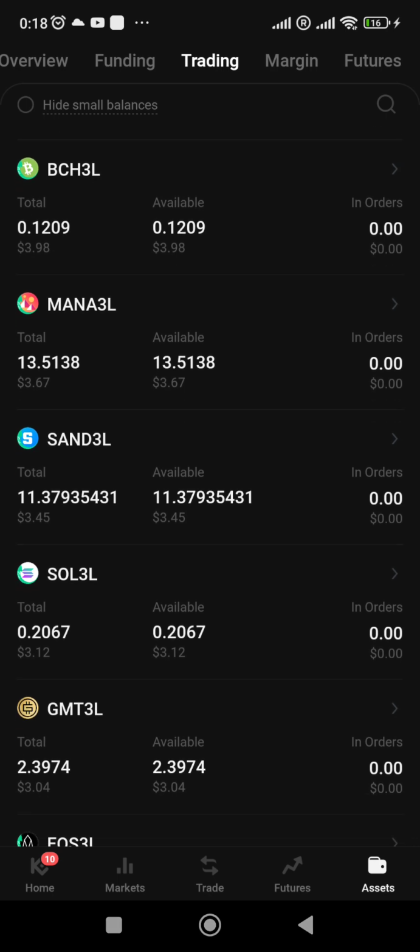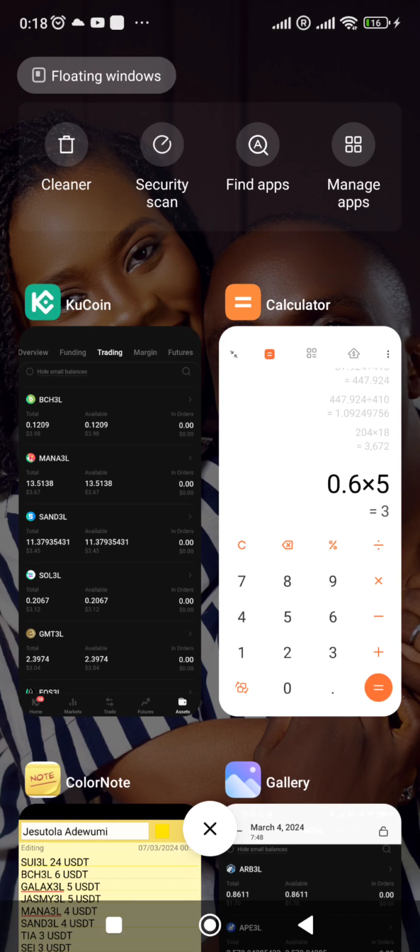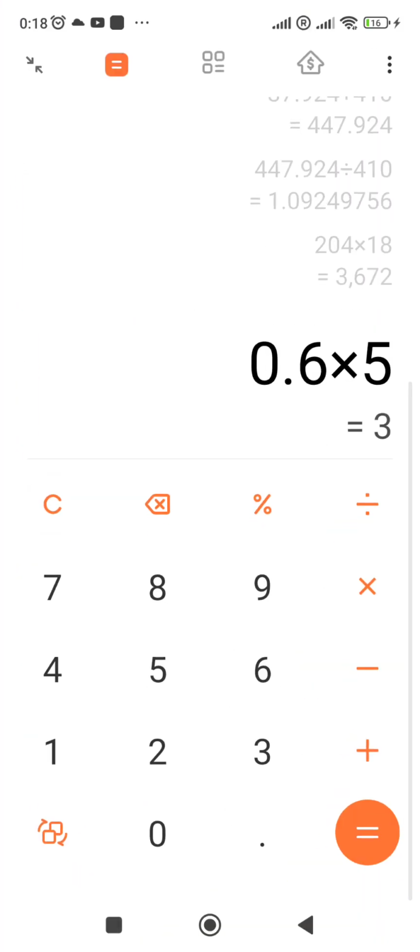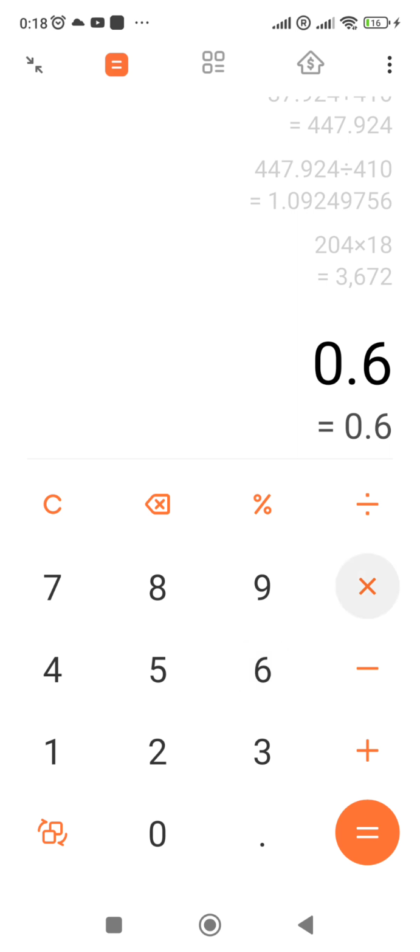Okay, so I go BCH, 3.98. How much have I invested in it? I've invested 6 USDT. So if it's not less than 0.6 times 6, right? 60% of 6, that's 0.6 times 6, that's 3.6. Now I don't do all these calculations with my calculator because I do these things in my head, but I'm doing them to show you in the video.